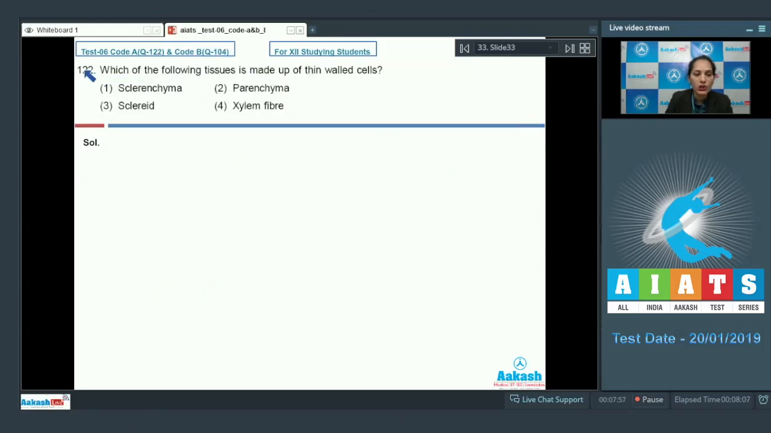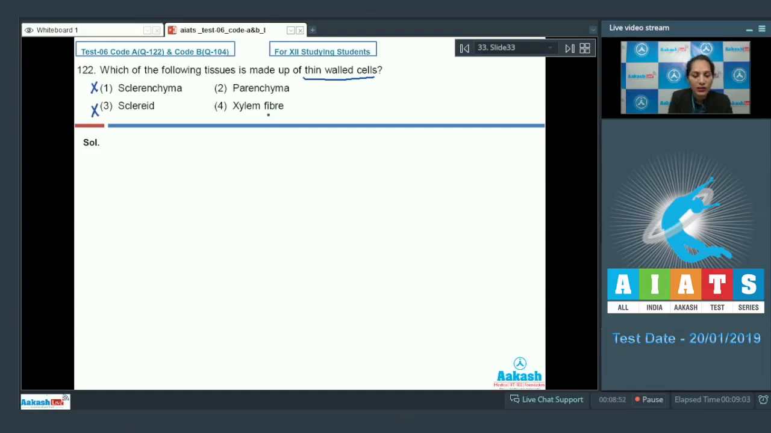Question number 122. Which of the following tissues is made up of thin-walled cells? First option, sclerenchyma; second, parenchyma; third, sclereid; fourth, xylem fiber. Thin-walled cells are parenchymatous cells as well as meristematic cells. The sclerenchymatous cells are thick-walled cells as they are lignified. So, the sclereid and the xylem fiber, because they are also lignified. Sclereid is nothing but a type of sclerenchymatous cells only. They are also lignified, so these two options are ruled out.